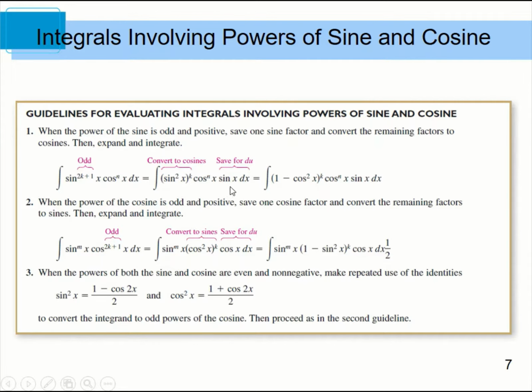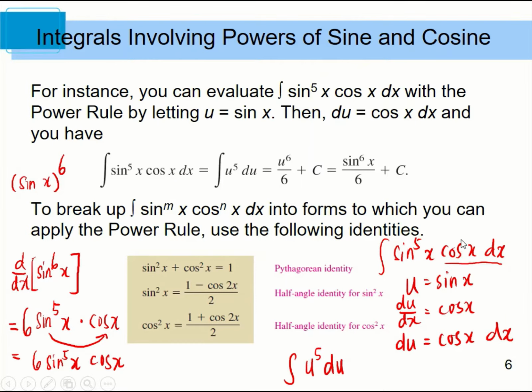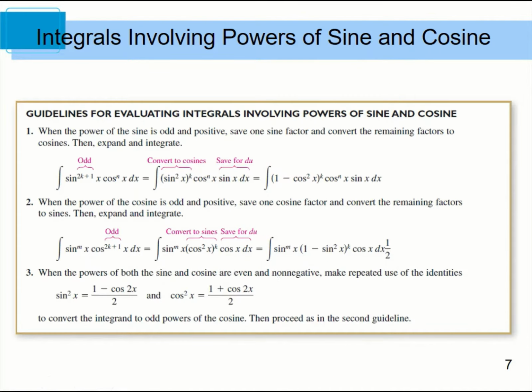However, before that, remember we are going to save one sine x. This one is for the du, as we mentioned earlier, we want to save something for the du. So if the sine has an odd power, we take out one to save for the du. Those are the guidelines if the power of sine is odd. Now, if the power of cos is odd, we do the same thing. We take one cos x out to save for the du, and the remaining power is 2k.